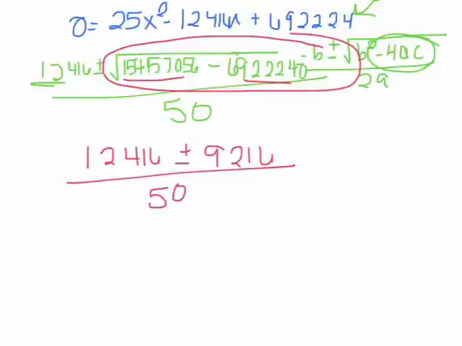So then I found my two answers. I did my plus sign first. So I took my 12,416 plus 9,216, pressed the enter button, then divided by 50, and I get approximately 432.64. I did the same thing, but I used the negative. So I took the 12,416 minus 9,216, divided by 50, and I get 64.